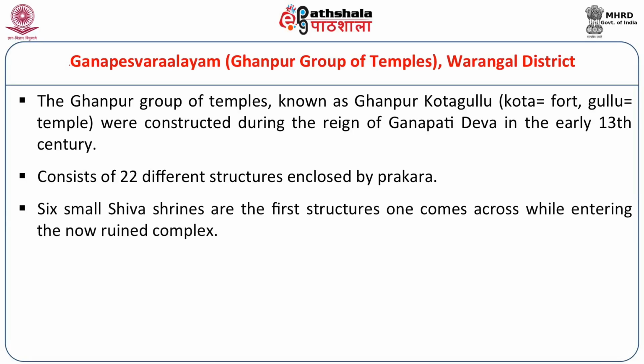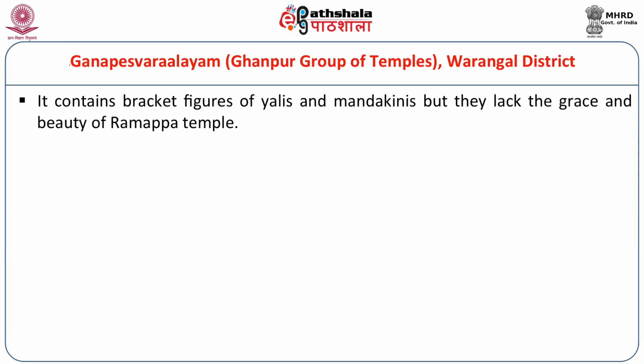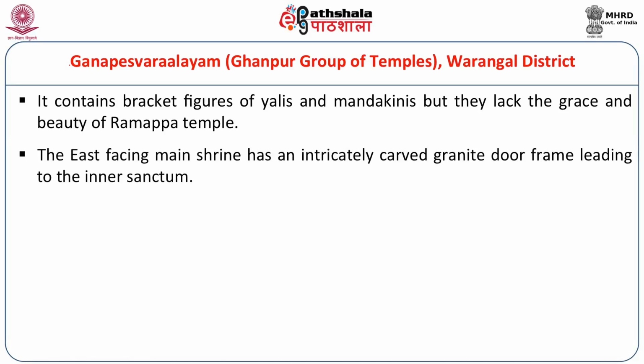The 6 small Shiva shrines are the first structures one comes across while entering the now ruined complex. The main Shiva temple at the center is built on a high star-shaped plinth. It consists of bracket figures of yalis, and here also you can see the dancing mandakinis, though not as beautiful as they are at the Ramappa temple. The east-facing main shrine has an intricately carved granite door leading to the inner sanctum.